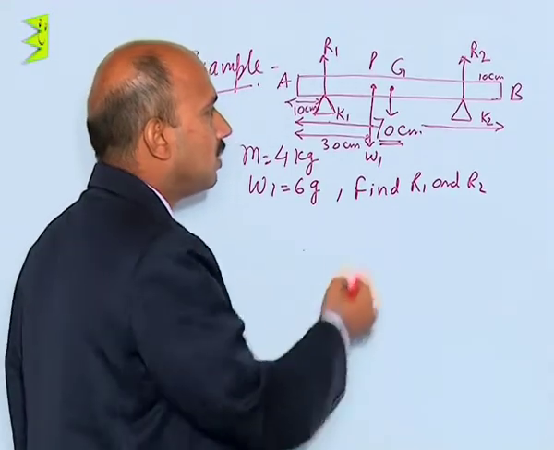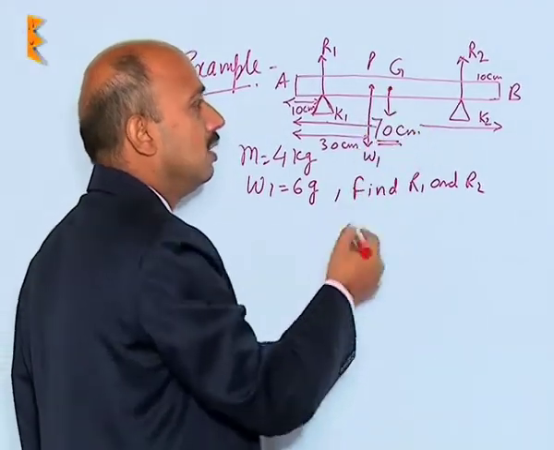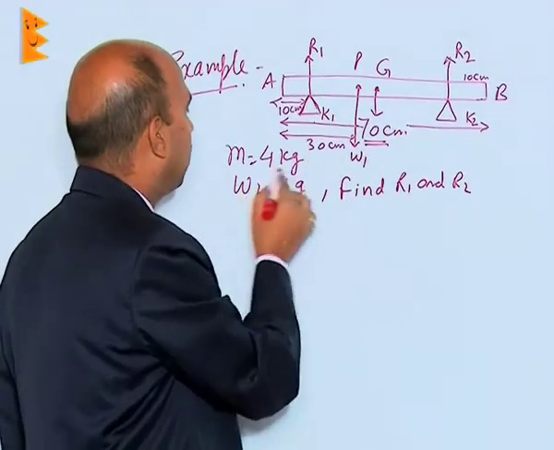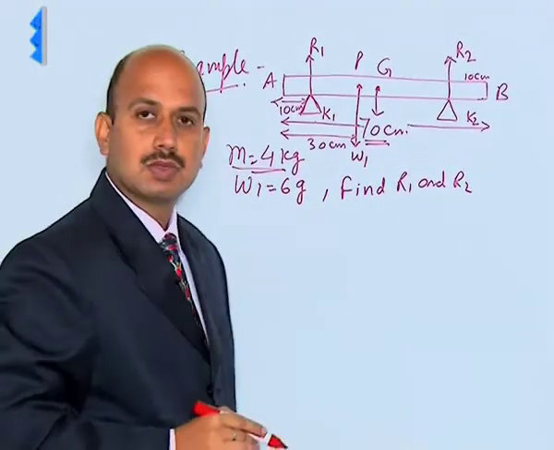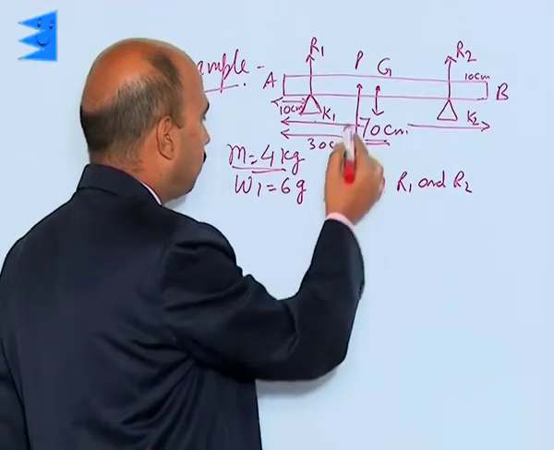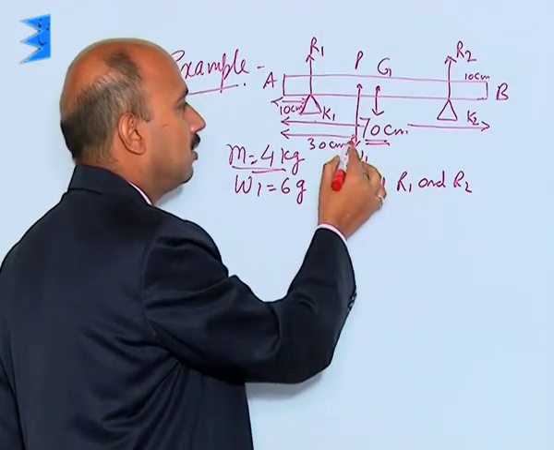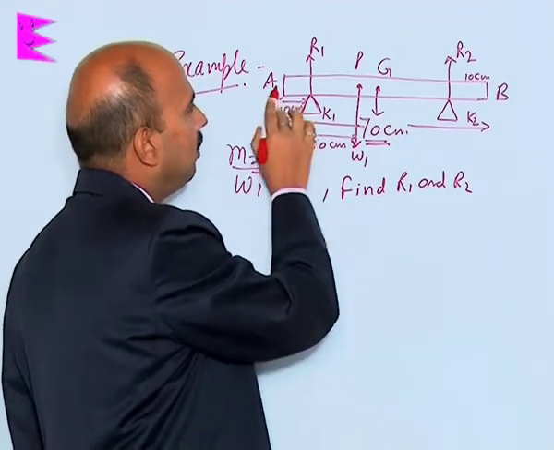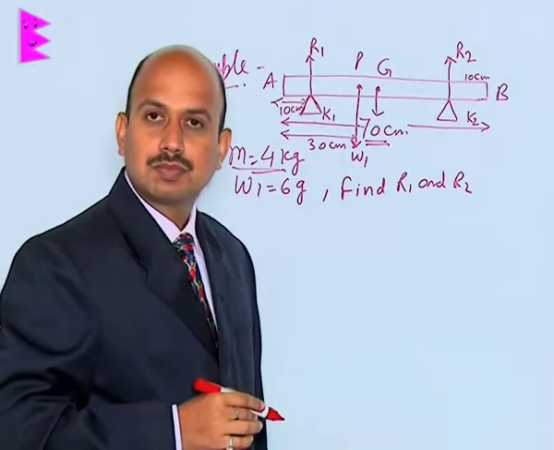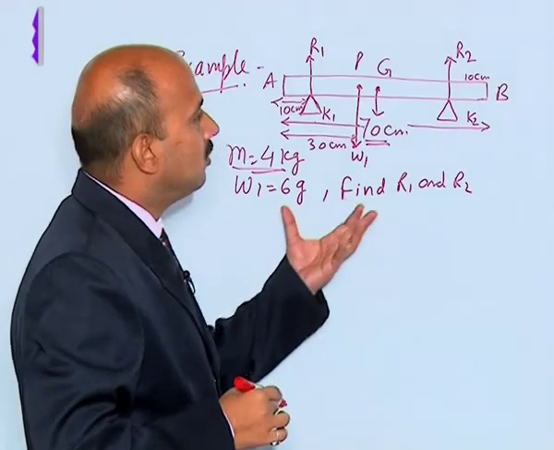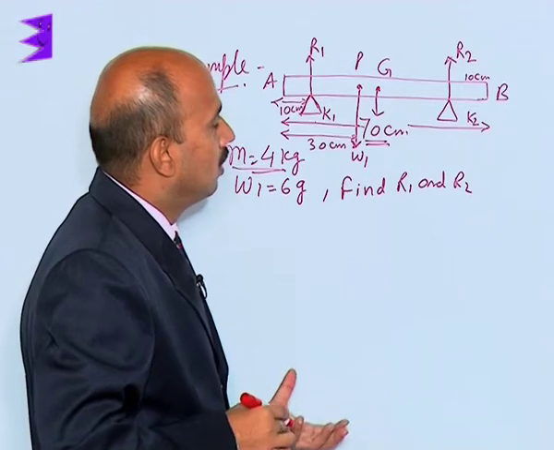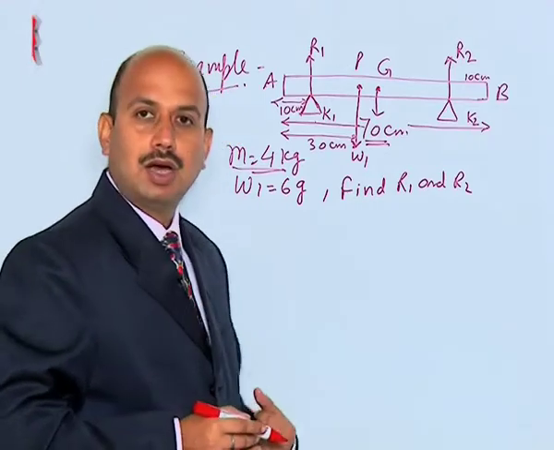And now this is the center of gravity, this is a gravity point, and now total mass of the bar is 4 kg. Now when the mass of 6 kg is suspended at this point here, at point P, which is 30 centimeter from end A, then the whole system is in equilibrium. So you have to find out here the value of R1 and R2.